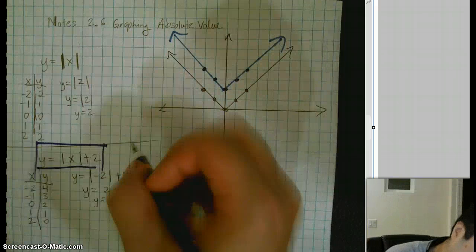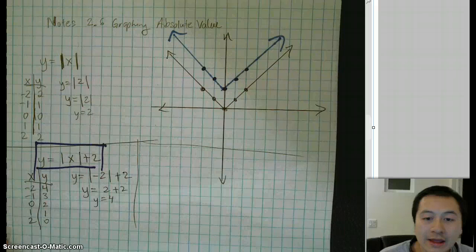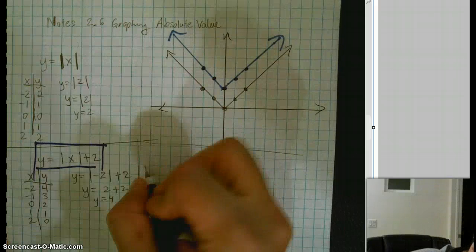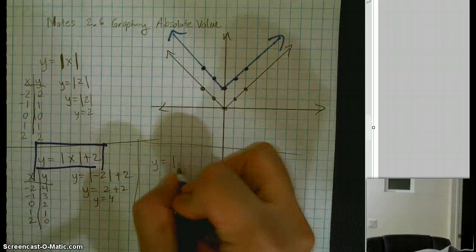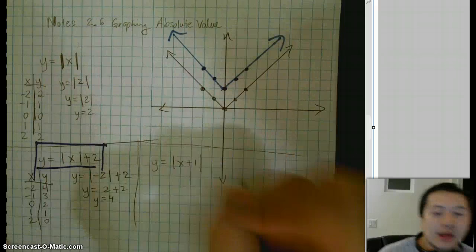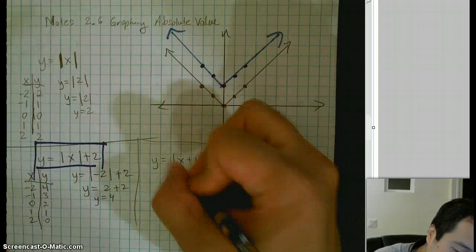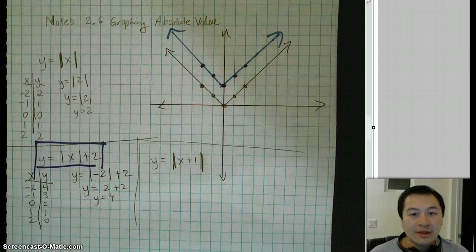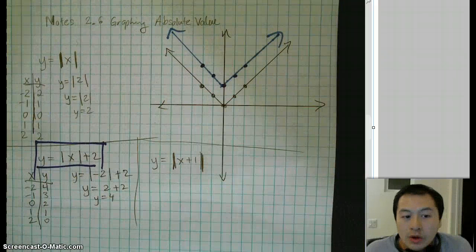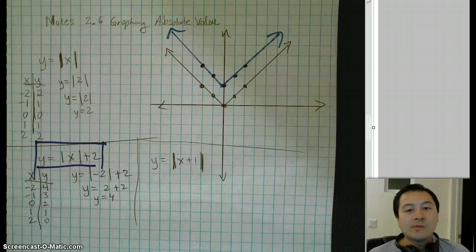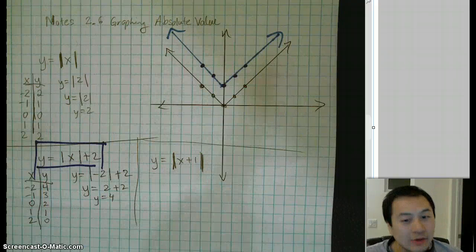One more. What if I want to graph y equals the absolute value of x plus 1? Now what if I put a 1 inside the absolute value? What do you think that's going to do to it? Is it going to move it up, down, left, or right, make the graph skinny, make the graph fat? What do you think is going to happen? So think about it. You got it?